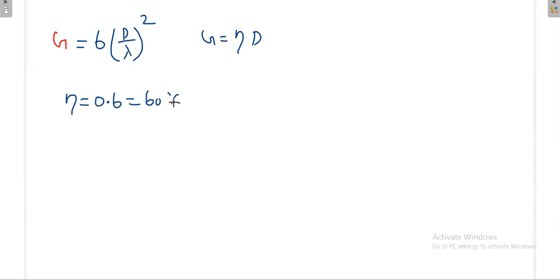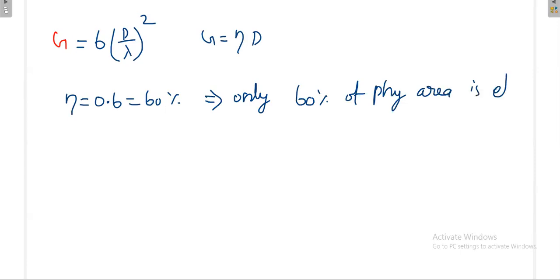See, what is the meaning of this? Only 60% of the area, 60% of the physical area, is effectively collecting the power.